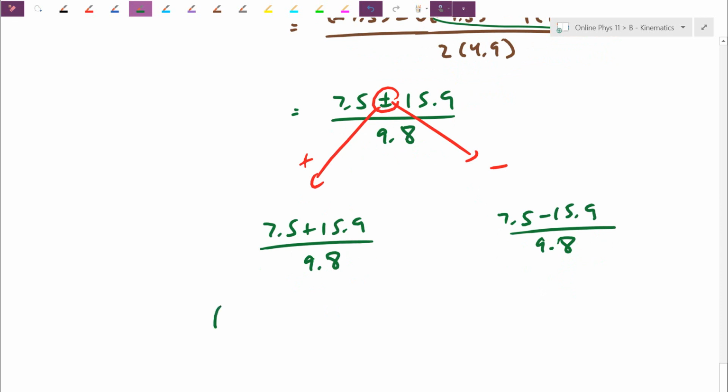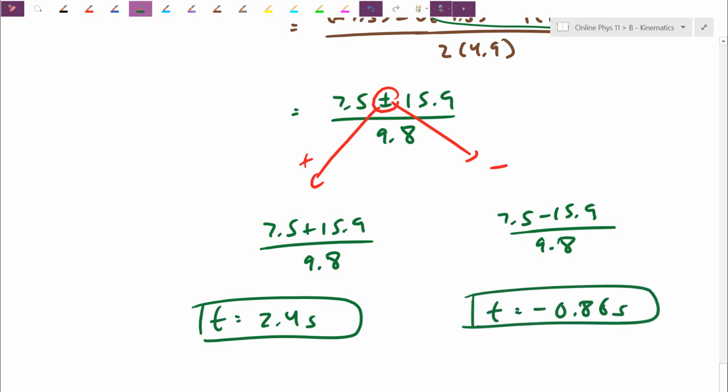So let's figure out the two mathematical times that this ends up working out. 7.5 plus 15.9 divided by 9.8 gives me 2.4 seconds. And on the other side, 7.5 minus 15.9 divided by 9.8 gives you t is negative 0.86 seconds. There are mathematically two solutions that you are 10 meters lower than where you start. Because time has to be positive, I'm going to reject the negative because this is not a physical solution. Our physical solution, the one that's important to me, is the positive time.